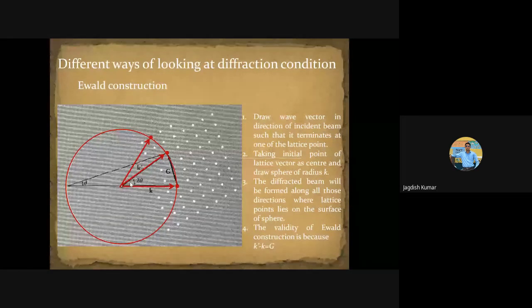Is this part clear? This has to be delta k equals G. Is this part okay, or is there any question from this portion? Is the Ewald construction, and the way to understand the diffraction pattern from the reciprocal lattice, clear, or is there any question? Yes, please.